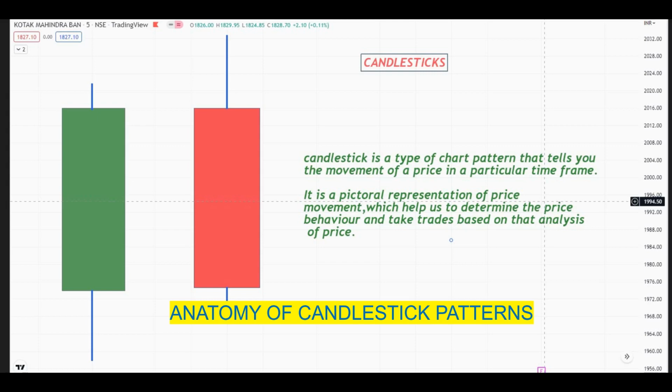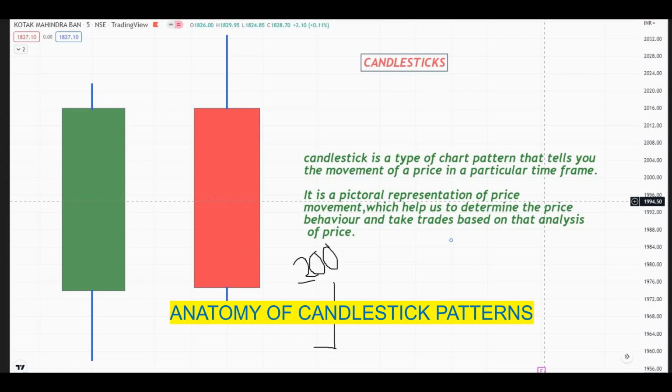So let's start. What are candlesticks? See, candlesticks are a type of chart pattern that tells you the movement of a price in a particular time frame. For example, say a stock opened at around 100 rupees, and during the entire course of the day the stock moved up and closed around 200 INR.